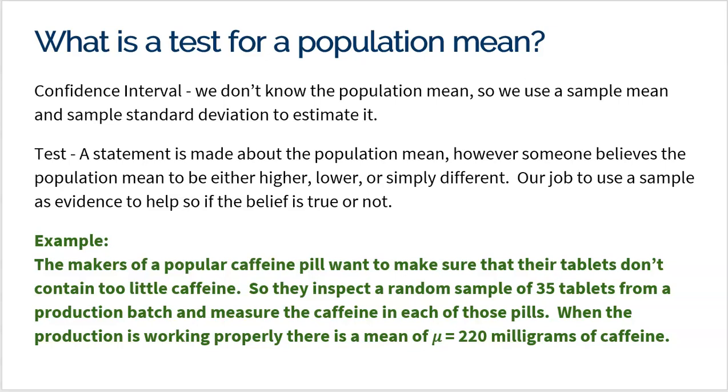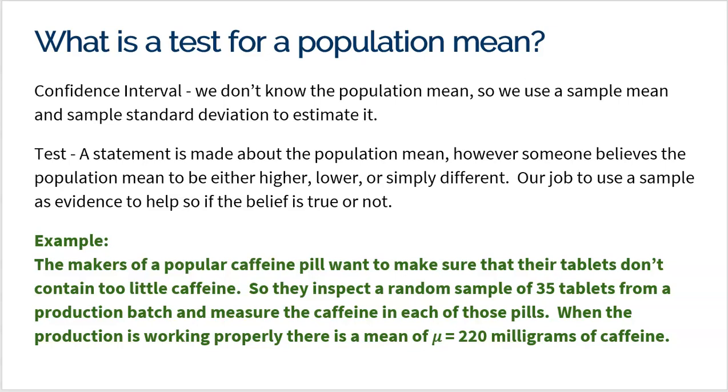All right, so what exactly is a test for a population mean? Well, we've already talked about confidence intervals. In confidence intervals, we don't know the population mean, so we use a sample mean and sample standard deviation to estimate it. In a test, a statement is made about the population mean. However, someone, maybe a fictional person in a problem, believes the population mean to be either higher, lower, or simply different. Our job is to use a sample as evidence to help see if the belief is true or not.